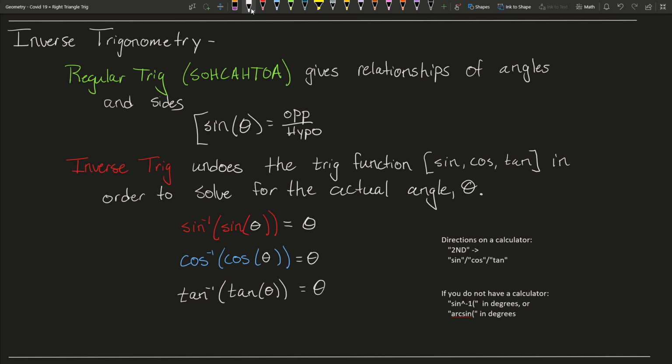Okay, inverse trig undoes that trig function. It will undo the sine, cosine, or tangent in order to solve for the actual angle theta. What I like to think about are the inverse functions that you already know. The inverse function of addition is subtraction, because subtraction and addition undo one another.